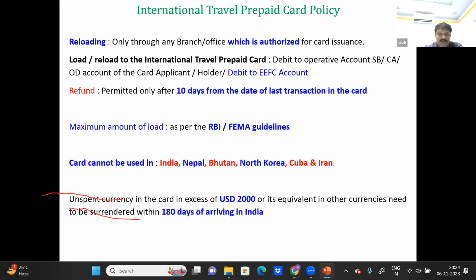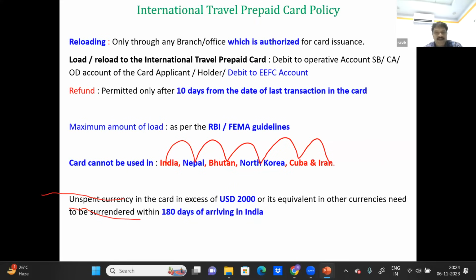This is very important. This card cannot be used in India, Nepal, Bhutan, North Korea, Cuba, Iran. Very important: India, Nepal, Bhutan, North Korea, Cuba, Iran. This card you cannot use there. India, we cannot use anyway. It is an international card, used for other countries.